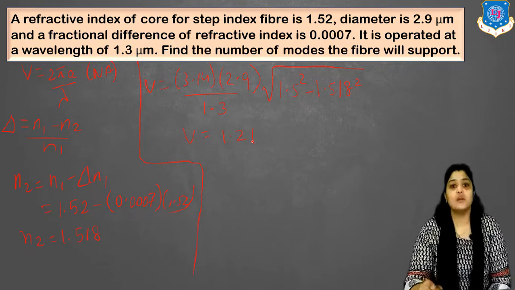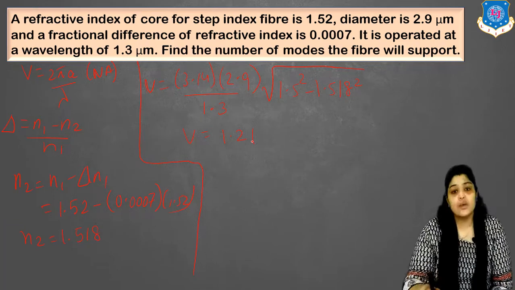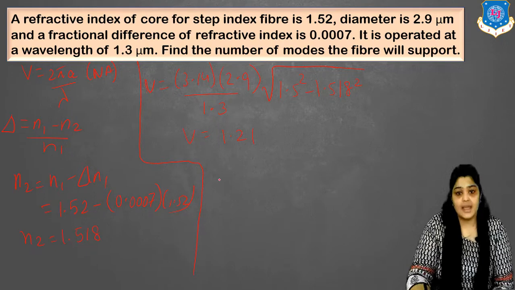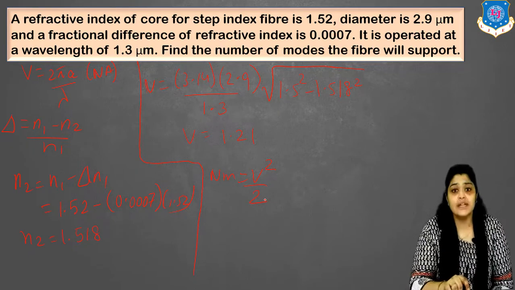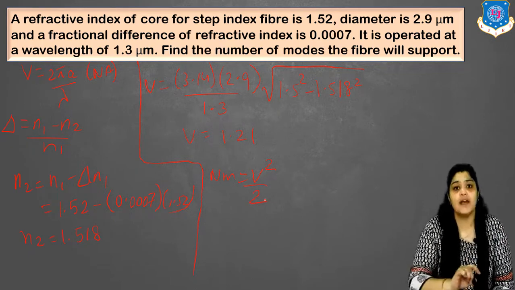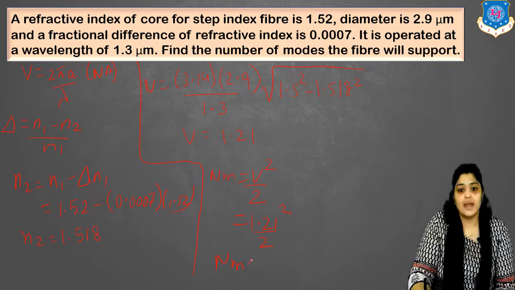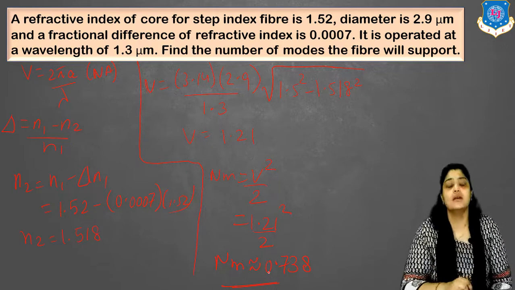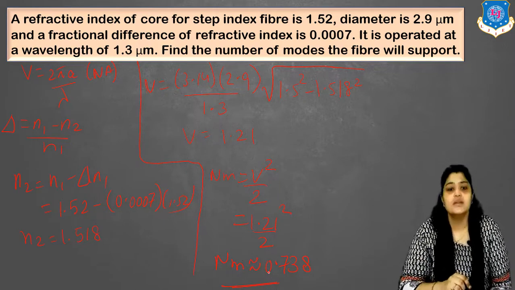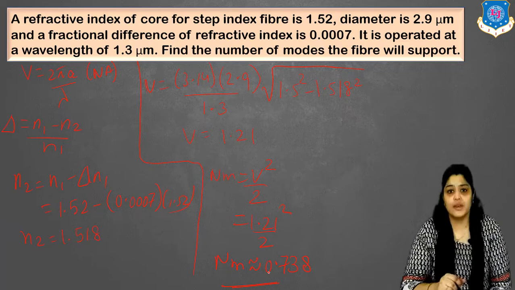Now we have already found the V number. In the question it is a step index fiber. So for a step index fiber, we can write the number of modes Nm equal to V square by 2. If it had been a graded index fiber, we would have written V square by 4. So I write 1.21 square divided by 2, and I get Nm as approximately 0.738. So approximately 1 mode it can support. This is how you solve this numerical.